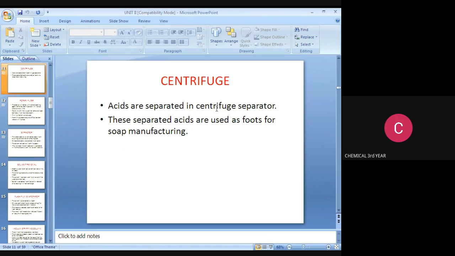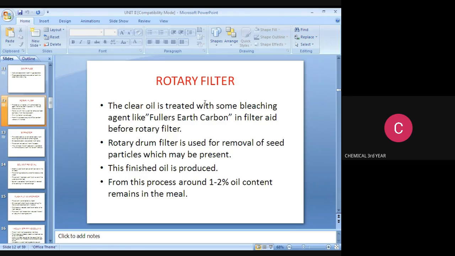Centrifuge. What is the purpose of using a centrifuge in the oil industry? Fatty acids are separated in the centrifuge separator. These separated fatty acids are used as foots for soap manufacturing. Using the centrifuge, we are separating some components, and those components are used for the soap manufacturing process. That oil industry waste is used to manufacture soap. Then next, rotary filter.